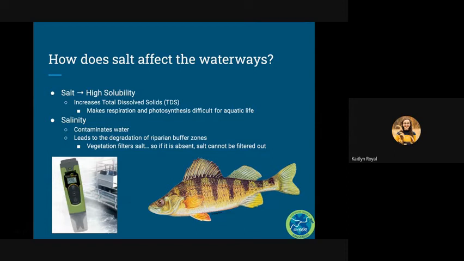Salinity is the amount of salt dissolved in waterways. Too much salt can contaminate the water. Also, as the salt makes its way to the water, it can degrade riparian buffer zones. If the riparian buffer zone is absent, then the salt cannot be filtered out before making its way to the waterway, which can contribute to contaminating that waterway.